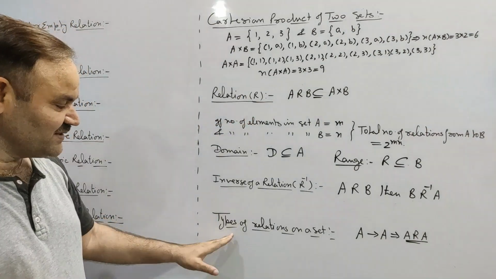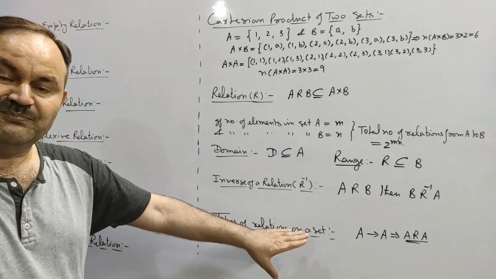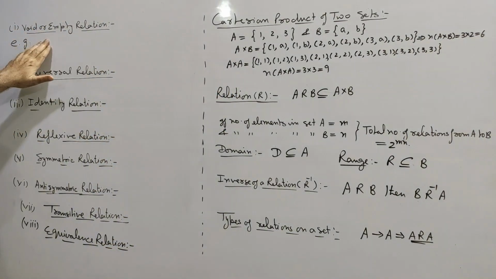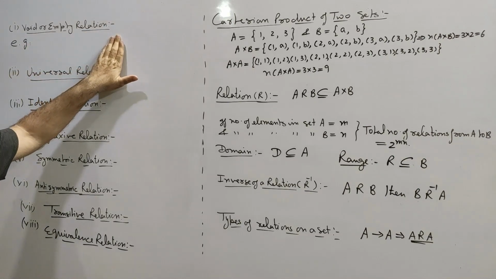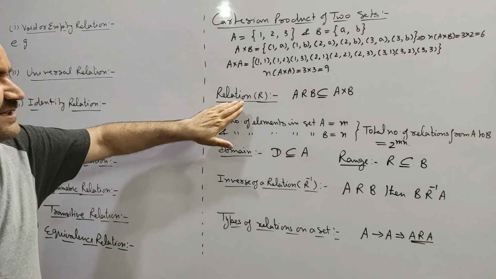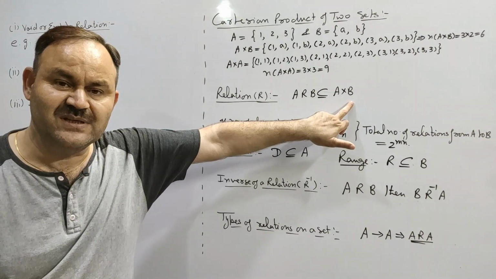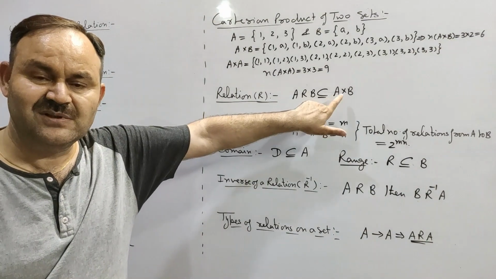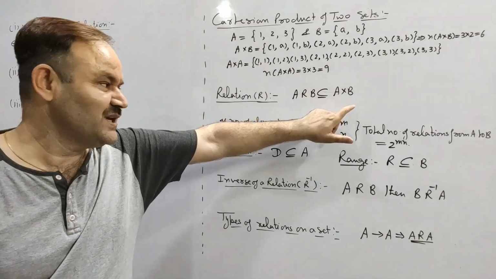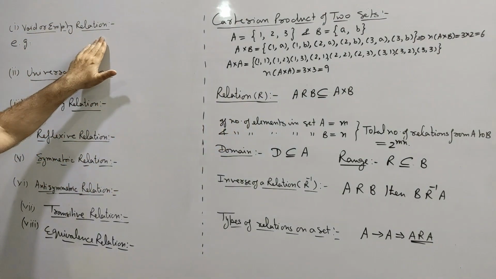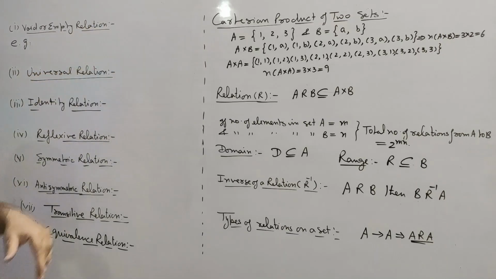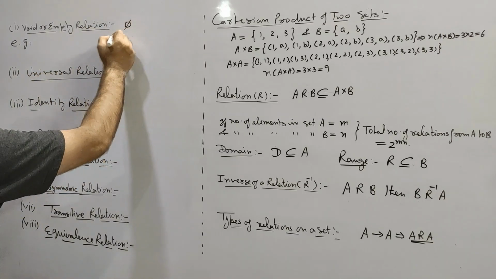So we will define the types of relations on a set, meaning relations which are a subset of A cross A. First we are taking the void or empty relation. We know that the empty set is a subset of all sets, and a relation itself is a subset of A cross B. So the empty set will also be a subset of A cross B, and every subset of A cross B represents a relation. So the empty set will also represent a relation. That will be called the void or empty relation, and will be represented by phi.